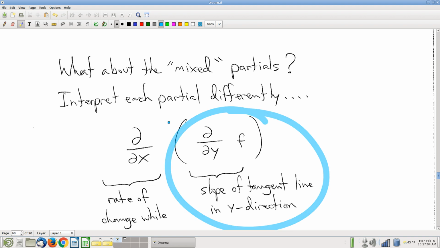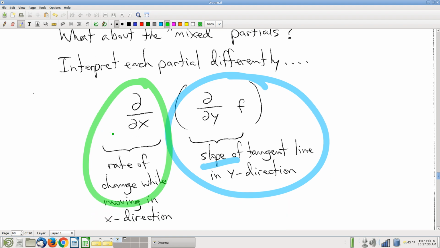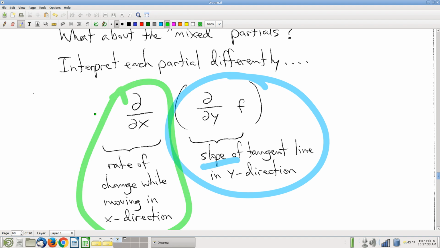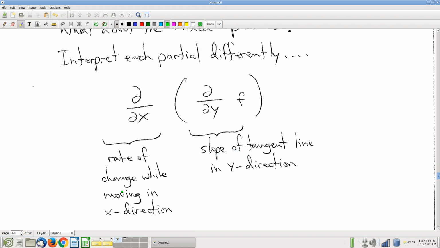I want to view the initial y partials as big slopes. And I want to view these x partials in this other way. Remember, we had this other point of view on what a partial derivative is. And it says, how fast is whatever you're taking a partial of changing while you're moving in the x direction? All right, so two different interpretations for the two different partial derivatives we're looking at. All right, and now let's actually do it.